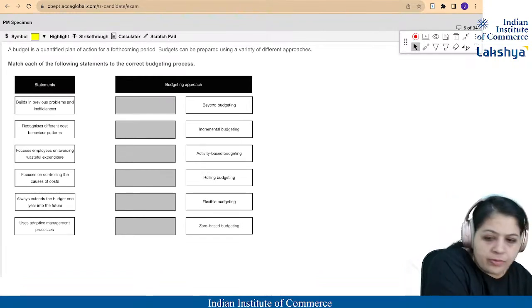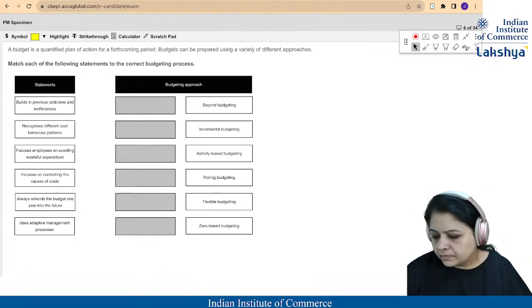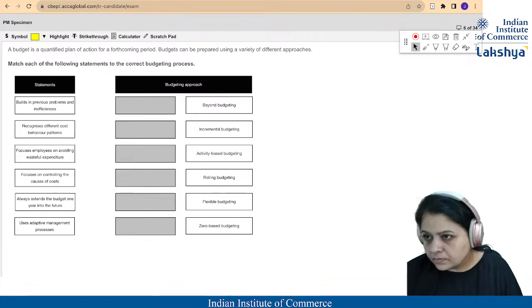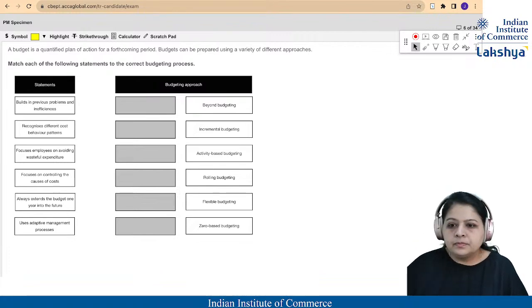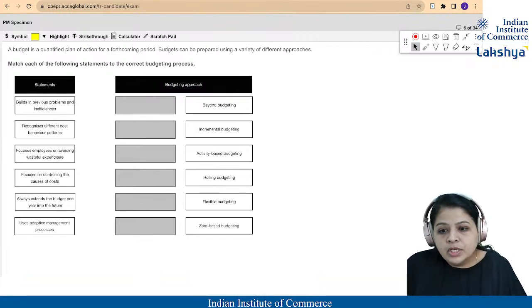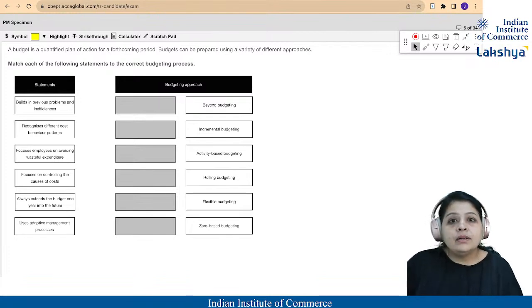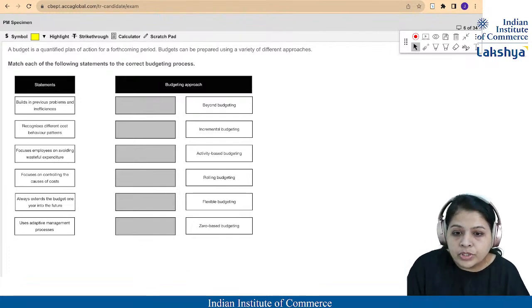What does this say now? Budget is a quantified plan of action for a forthcoming period. Budgets can be prepared using a variety of approaches. So here we have got different statements. We need to connect them with the right kind of budgeting approach, right?